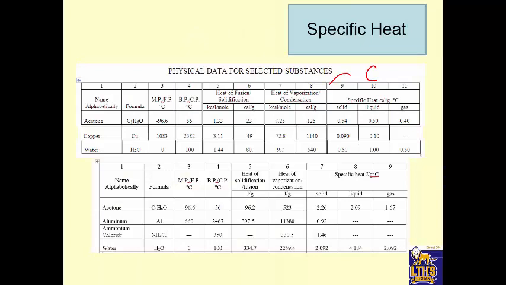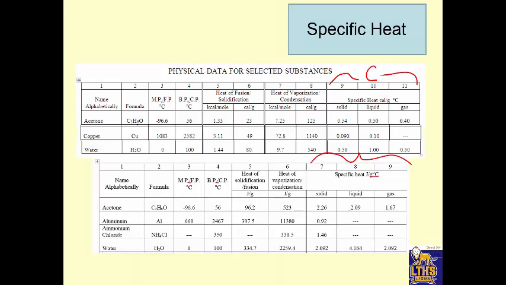Specific heat is in these 3 columns on this data table, or these 3 columns on that data table. What's the difference? Calories, joules. But notice the units. There's calories, there's grams, and there's degrees Celsius. So you need to know all 3 of those things to compare substances. So water has a specific heat of 1 calorie per gram degree Celsius, and copper has a specific heat of 0.1 calorie per gram degree Celsius. So which one holds the heat? Water holds the heat more. Copper transfers it quickly. So copper will change temperature 10 times as much as water does per gram per degree Celsius.